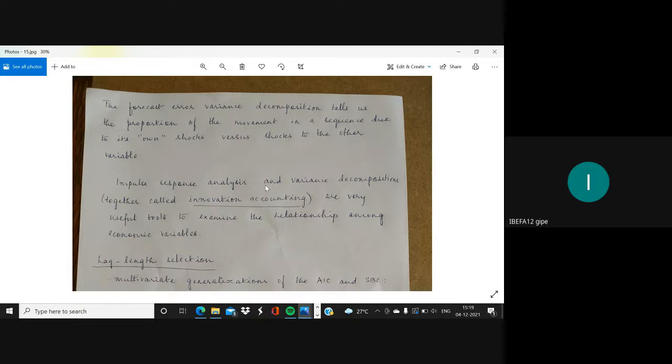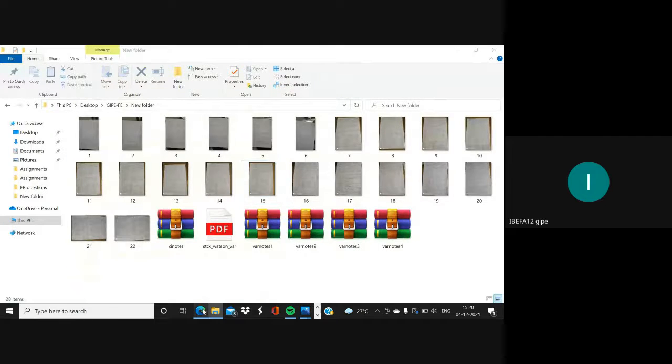I'll go back to that PDF so that you can actually understand using certain numbers. Now, impulse response analysis and variance decomposition together are called innovation accounting, and they're very useful tools to examine the relationship among economic variables. So you'll find that most of the time we do not really discuss the estimates of the coefficients. We straight away move to impulse response functions and variance decomposition to understand the movements in a particular time series and how that particular time series is evolving over time. Okay, so I'll just come back to that PDF.